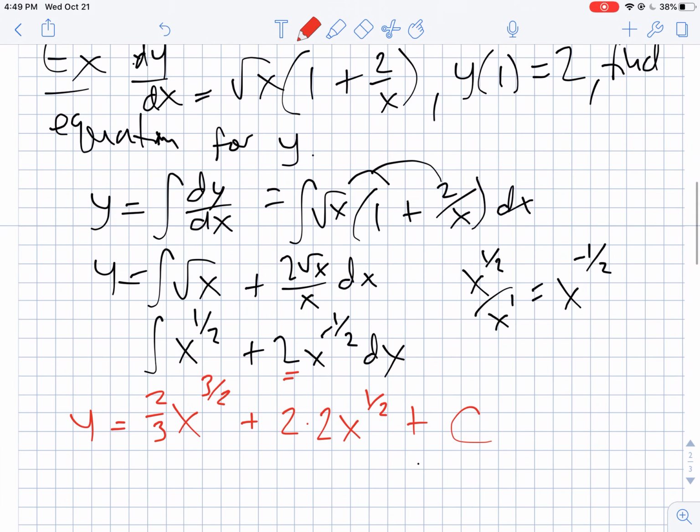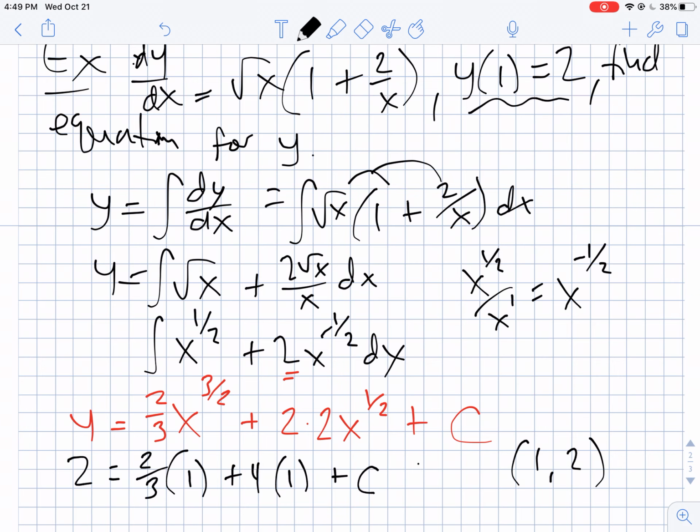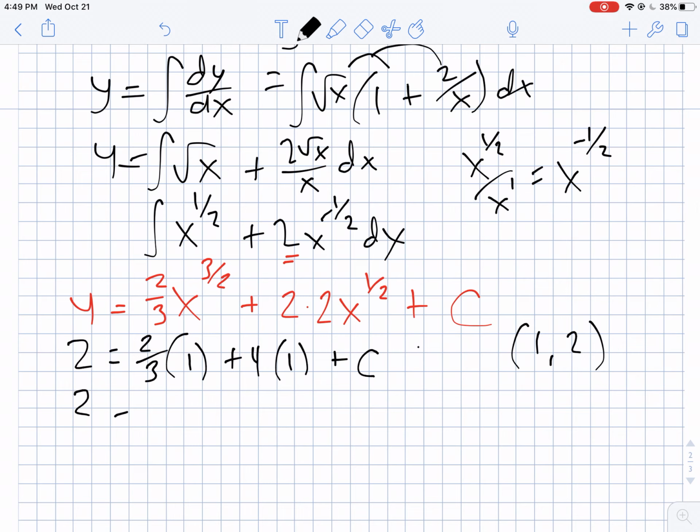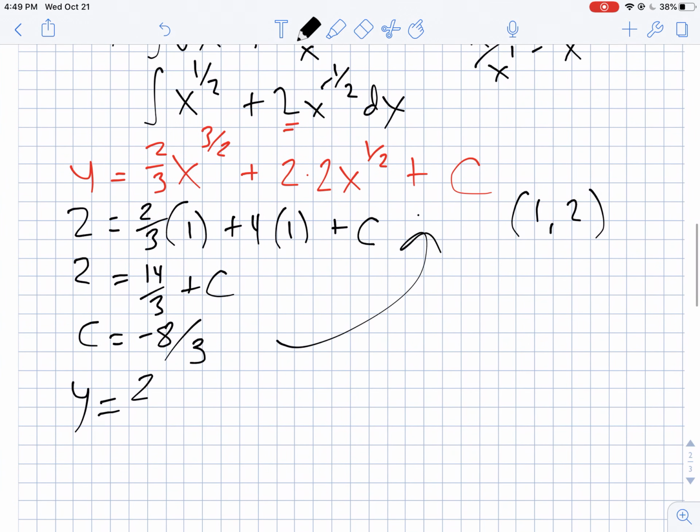So they told me right here, the point here was (1, 2). So we'll plug in (1, 2). Okay. So 2 equals 2/3 times 1 to any power, which is 1, plus 4 times 1 to any power, which is 1, plus c. Okay. So that's saying 2 equals, so 4 is 12/3, so 14/3 plus c. So my c would be negative 8/3 right there. Okay, and then let's go ahead and finally rewrite this. So y is 2/3 x to the 3/2 plus 4 square root x minus 8/3, like that.